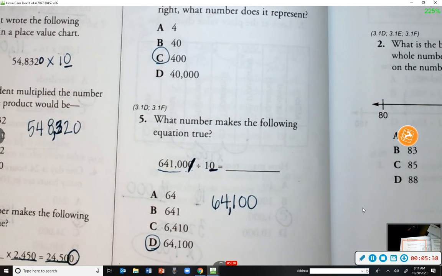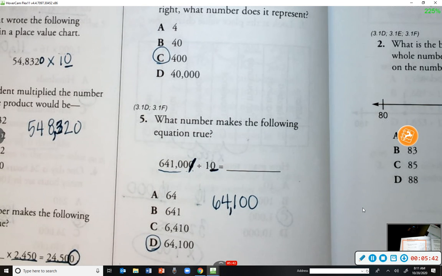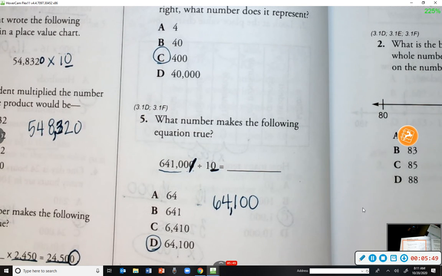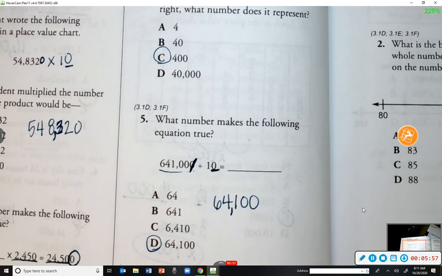Okay, so now we know that multiplying, we add zeros to the end. Division, we do what? We take away zeros from the end. Okay, if I divide by 10, I take away how many zeros? 1. If I divide by 100, I take away how many? 2 zeros. If I divide by 1,000, I'm going to take away 3 zeros from the end.